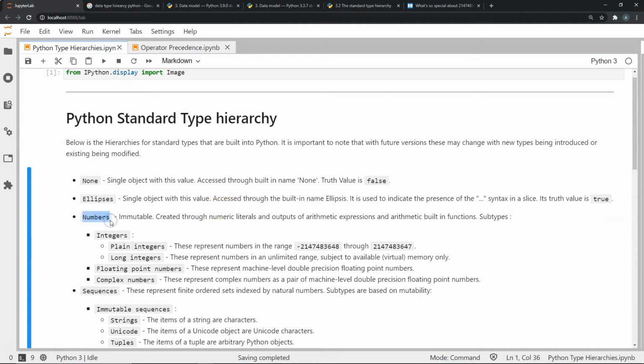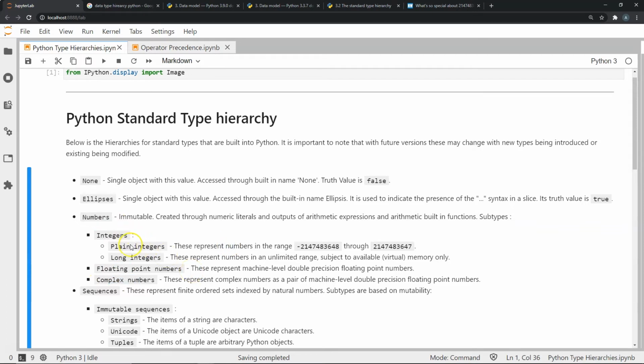Next is numbers, something that we are very familiar with. We've worked with numbers a lot. They are an immutable type. They are created through numeric literals, and they are the outputs of arithmetic expressions and built-in arithmetic functions. Its subtypes are integers, floating point numbers, and complex numbers.